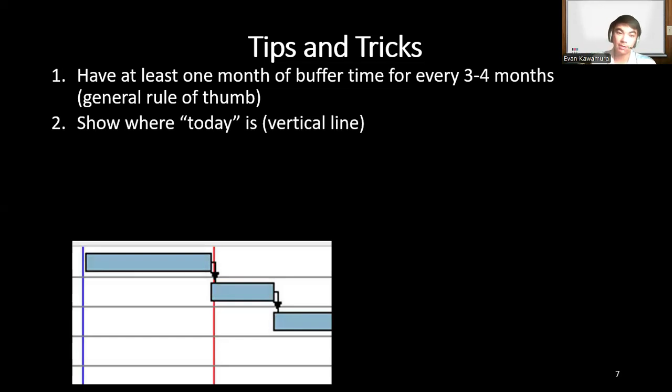We'll get into what this means in the example when we look at how you create a Gantt chart for making a peanut butter jelly sandwich. It's important because this will show you how many tasks are done at this point in time, where today is.